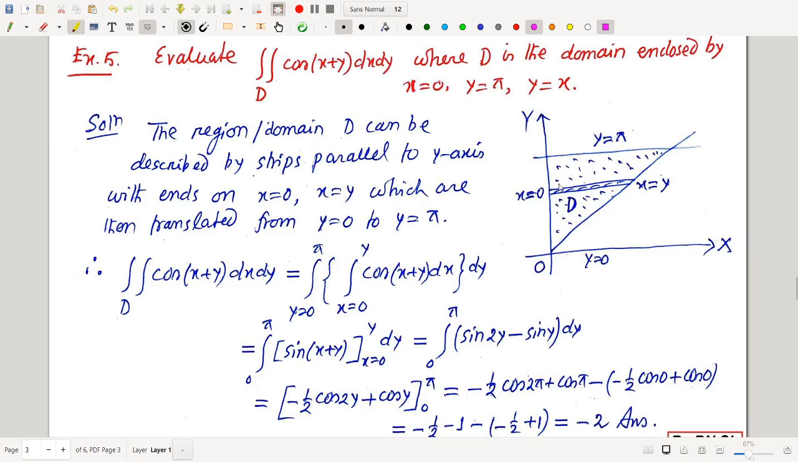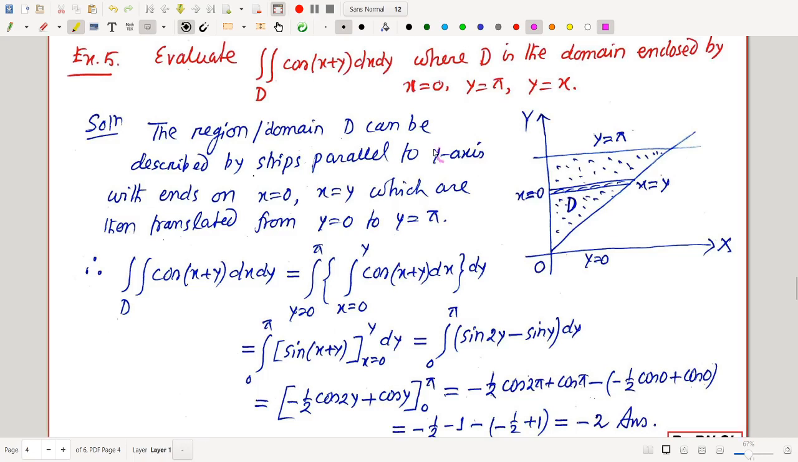Region is x equal to 0 means y axis, y equal to pi means this is the line parallel to x axis, and y equal to x, this line, making angle 45 degree with x axis. So this is the triangular region. So the region or domain D can be described by strips parallel to y axis. We see that, sorry, parallel to x axis here, as in figure, parallel to x axis, not y axis.